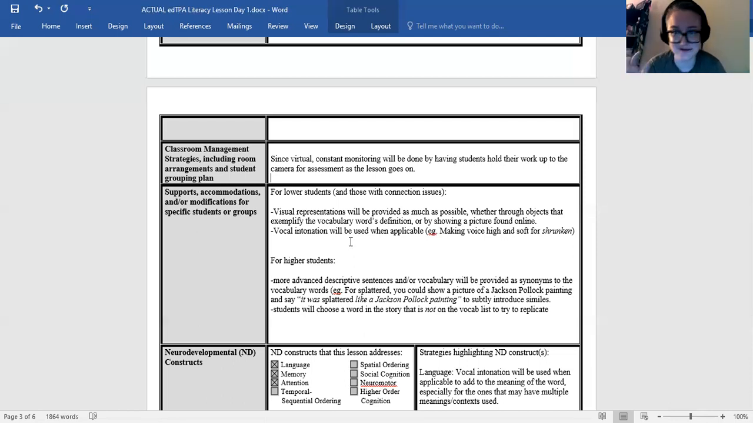Art inclusion is not enough to really make it an art lesson, but it's still good to include little snippets of other subjects into lessons. So to subtly introduce similes, not only are you introducing art, but you're introducing similes like a Jackson Pollock painting. Students will choose a word in the story that is not on the vocab list to try to replicate it.